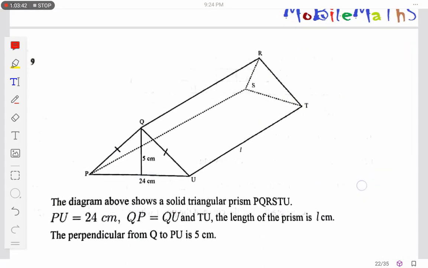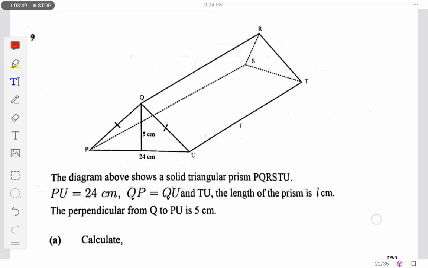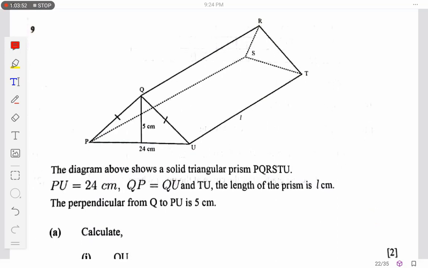Okay, we are now on question number 9, guys. I know you like shapes there. Okay, so the first thing, we are given the diagram shows a solid triangular prism PQRSTU. PU is that, so it means this distance is 24 there. Okay, then QP is equal to QU, and TU, the length of the prism, is L centimeters. Then the perpendicular from Q to PU is 5. Okay, fine.